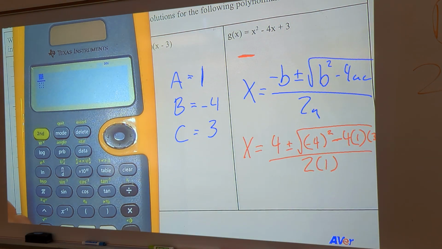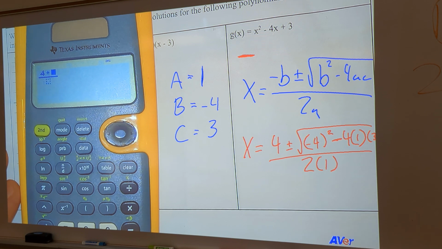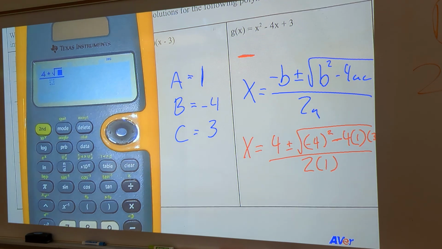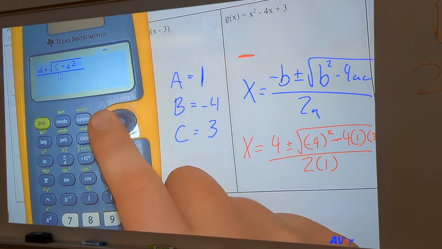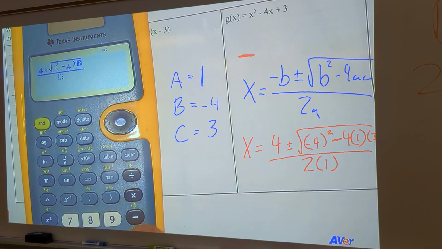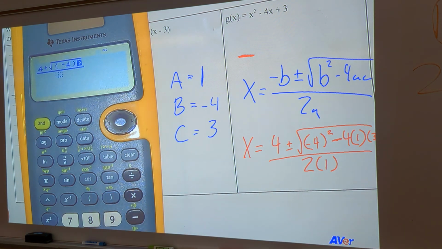All right, on top we've got 4. I'm going to have to do both the plus and the minus. I'm going to do the plus first. 4 plus the square root of parentheses, negative 4 squared. Oops, sorry, that squared needs to go inside the parentheses. Parentheses squared. All right, minus 4 parentheses 1 parentheses 3.